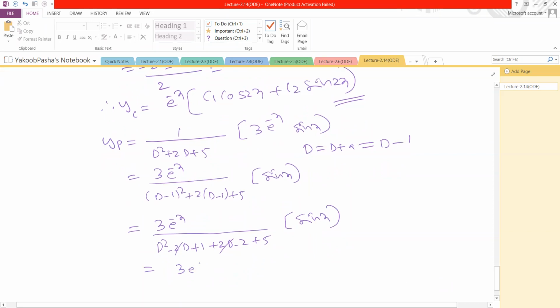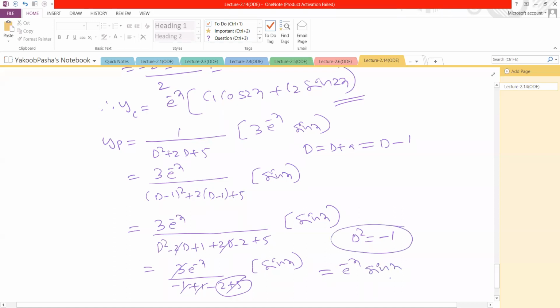So this is equal to 3e^(-x) divided by, here D² is equal to -1, so I am writing -1, plus 1 - 2 + 5, into sin x. The 1 will be cancelled, -2 + 5 is 3, and this 3 and this 3 will be cancelled. So this is equal to e^(-x) sin x, which is the particular integral.